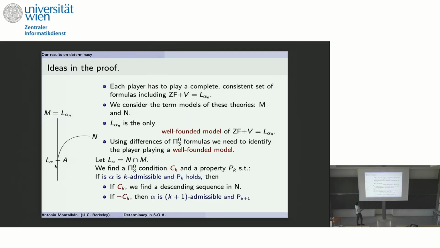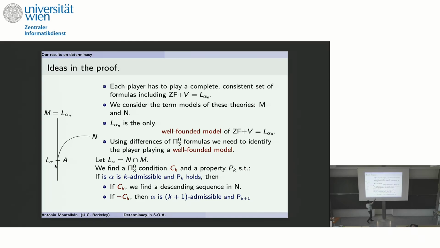such that, suppose that we know that alpha is k-admissible for k below n. So k is a small number. Suppose that we know that alpha is k-admissible and that this property P_k holds. This is a property about the model, about L alpha. It has a bunch of lines. Then this condition has the following property. If the condition holds, then we find a descending sequence in one of the models. So you can deduce from the condition being true that it has a descending sequence, and in that case, you know that whoever played that model lost the game, and you're done. You found the ill-founded model, the other guy.